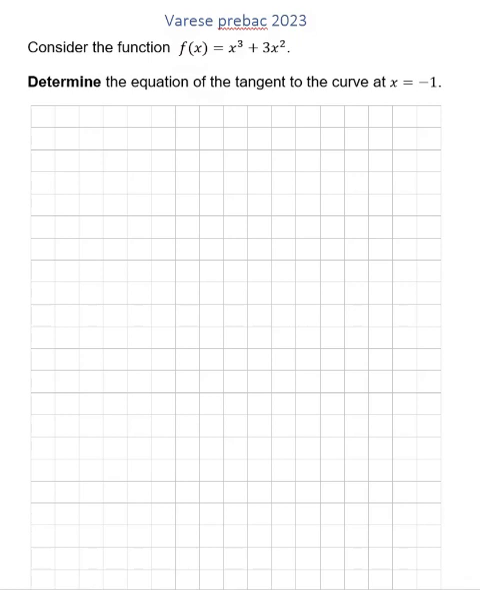What do we have? We have a function f of x is equal to x cubed plus 3x squared, and we're asked to determine the equation of the tangent to the curve at x is equal to -1. Now, one way that you can see this come up is as a diagram where they will draw for you f of x and they will draw for you f prime of x. And then you've got to work out your details from there, right? But this is also a standard way of seeing it.